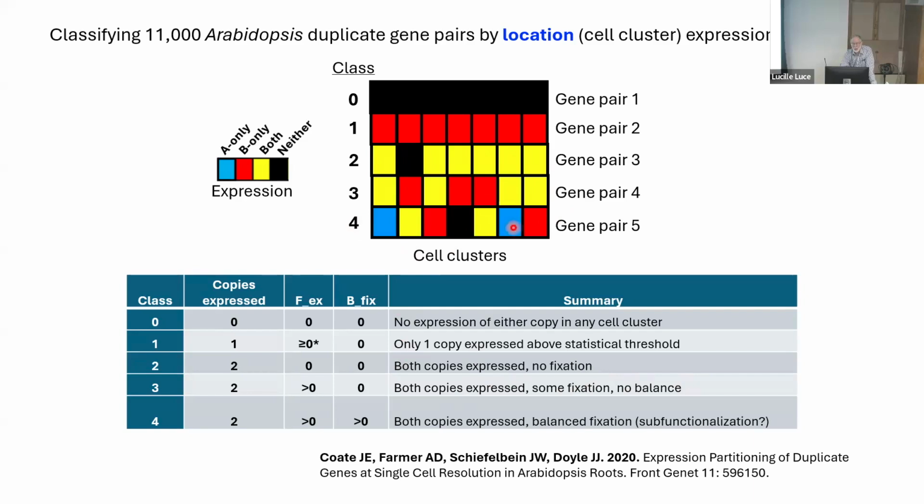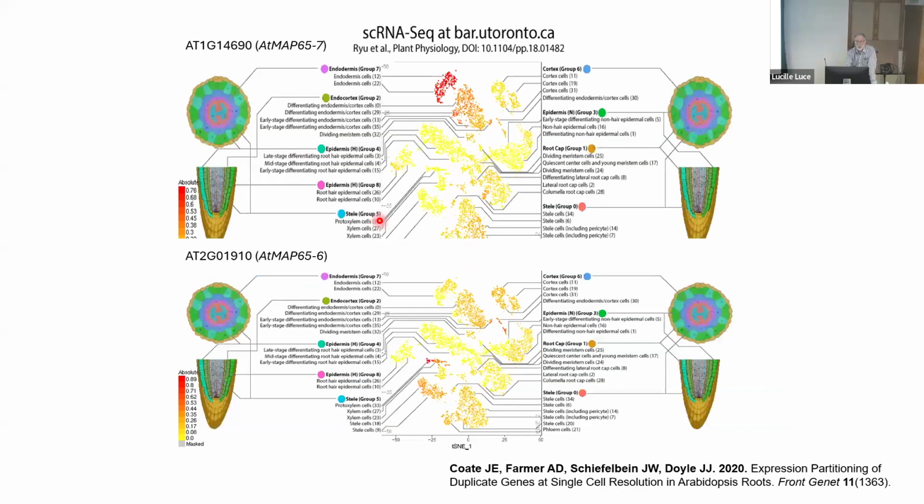And then here we have a case of what really looks like subfunctionalization. We have partitioning of expression in different cell types or cell clusters between the two gene copies. And this is what this looks like, one of the subfunctionalization cases. Here are two genes that are derived from the whole genome duplication in Arabidopsis. And you can see here, one of them is expressed here, and this is endodermis. And down here, the other copy is not expressed there, but it's instead expressed in a couple of different places as well. So this partitioning has happened, presumably following gene duplication.